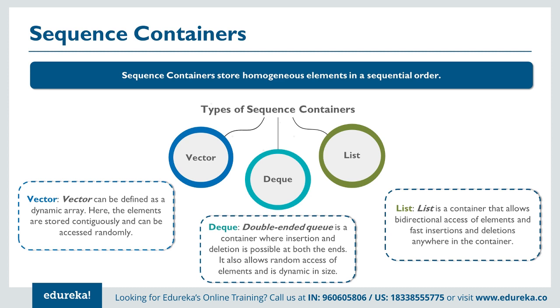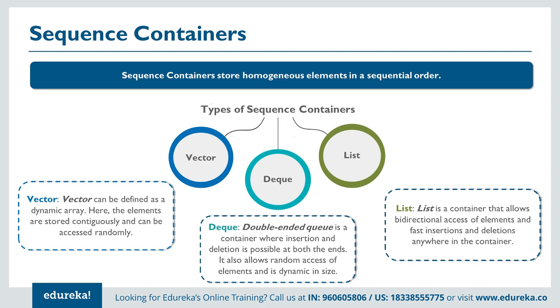Then what is deque? It is a double-ended queue, and it is a container where insertion and deletion is possible at both the ends. So in a queue, you insert data from one end, and here you can also insert the data at the other end as well. Now it allows random access of elements and is dynamic in size. Similar to the vector, you can randomly access the data from the deque, and also it is dynamic in nature.